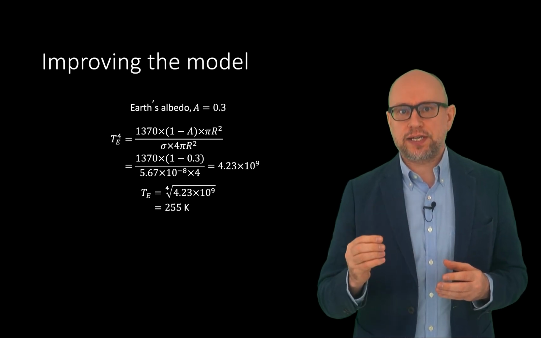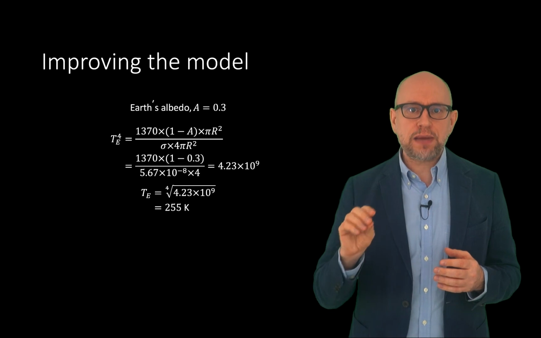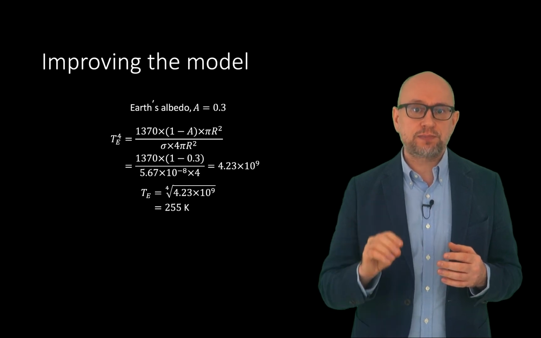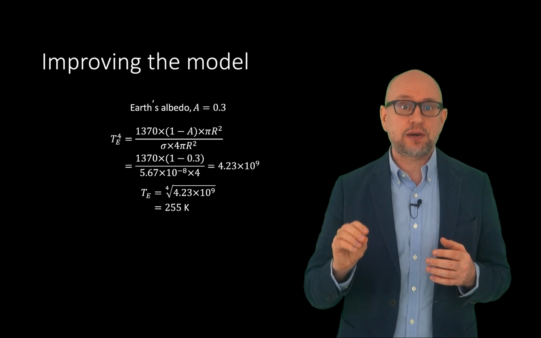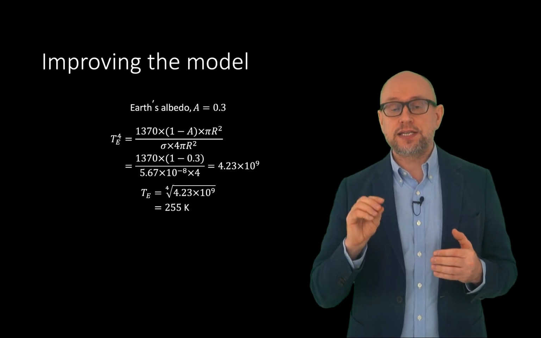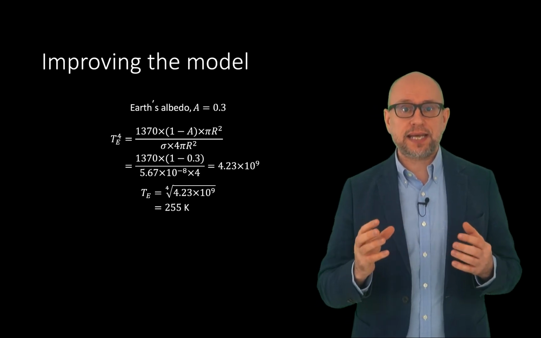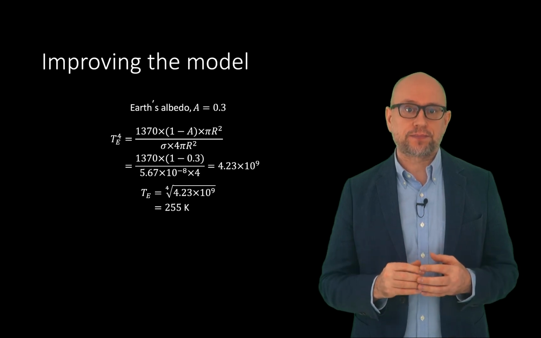It should be noted that if we were to attempt to measure the Earth's average temperature from space, this value of minus 18 degrees Celsius is the temperature that would be measured. It is often referred to as the planet's effective temperature.